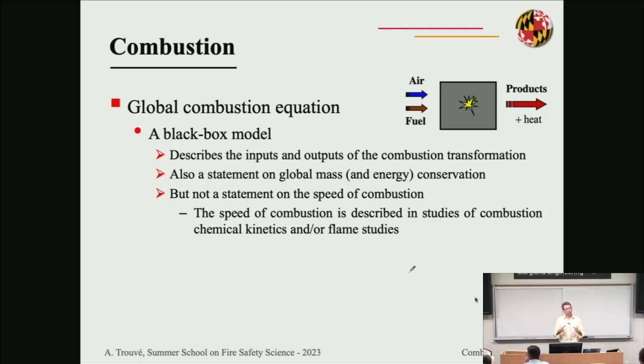In a global combustion model, from the thermodynamic viewpoint, you are describing the composition of the products as a function of the composition of the reactants for given temperature and pressure thermodynamic conditions. But you're not giving any information about how fast the combustion takes place. So to have some information on the speed of combustion, you need to do chemical kinetics. That's the chemistry viewpoint, or you need to do flame analysis. That's the mechanical engineering viewpoint, where chemistry is coupled with diffusive transport and convective transport of chemical species.